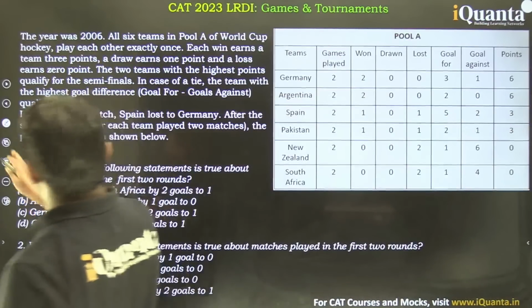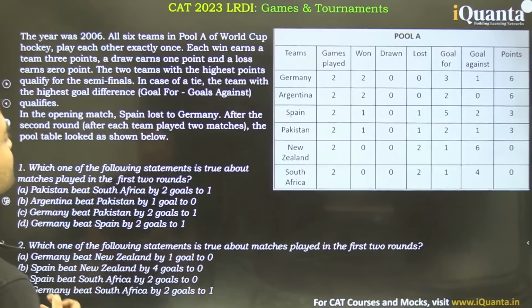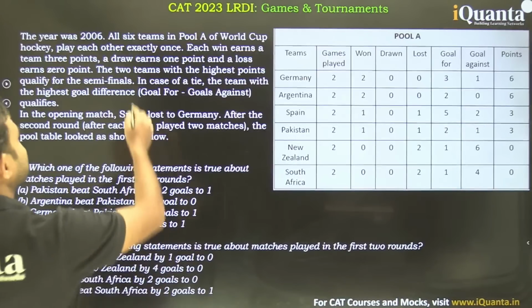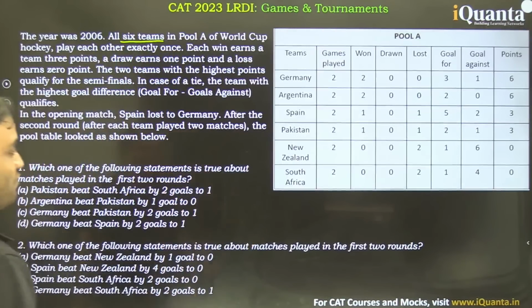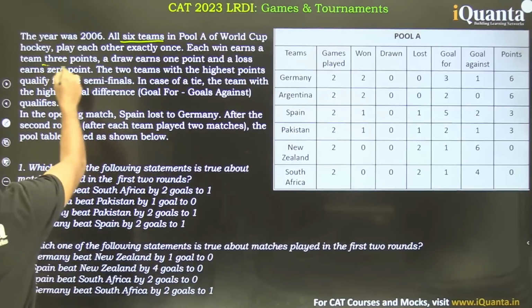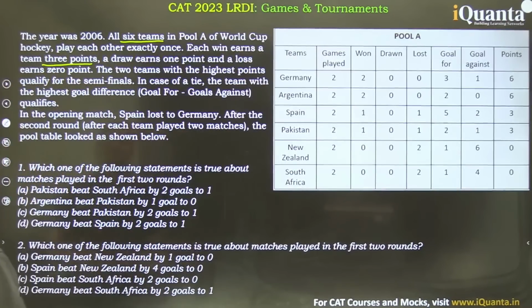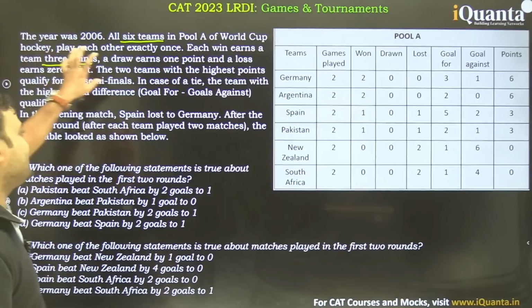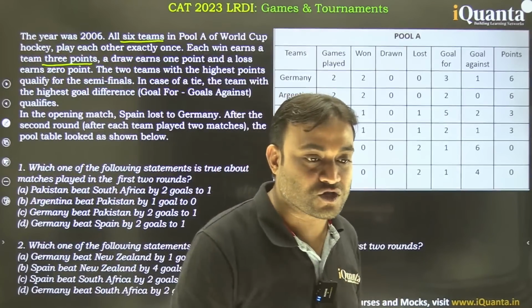Okay, let's see what it says. It says the year was 2006. All 6 teams in Pool A of World Cup Hockey play each other exactly once. So if 6 teams play each other exactly once, it will be 6 into 5 by 2, which is 15 matches. But it says each win earns a team 3 points, a draw earns 1 point and a loss earns 0 points. The 2 teams with the highest points qualify for the semi-finals. In case of a tie, the team with the highest goal difference qualifies. So basically, as I said, this information was mostly for the last 2 questions.